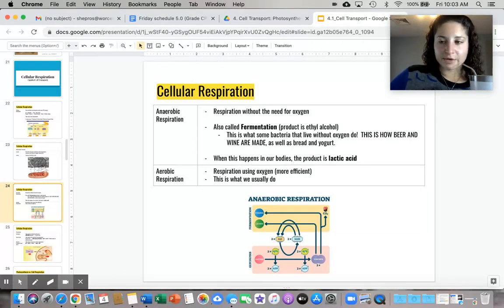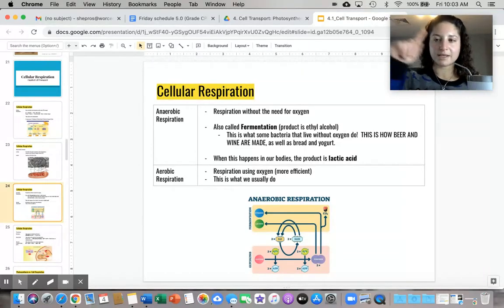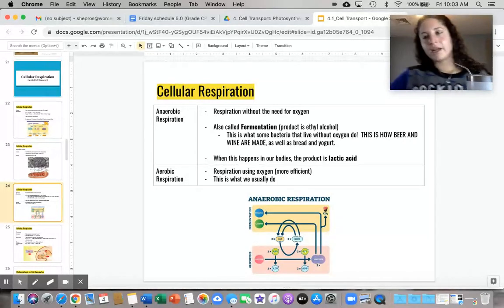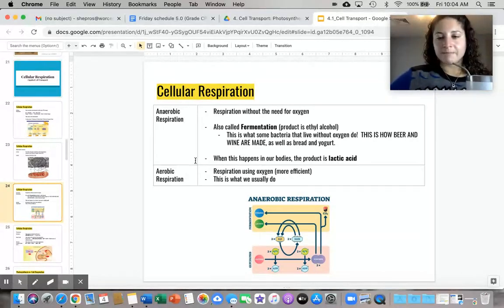Now, aerobic respiration, aero again means oxygen, so we are respiring using oxygen. This is much more efficient. We're able to make much more ATP per a cycle of cell respiration. This is also what we usually do. So currently, sitting wherever you're sitting right now at a desk, on the couch, bed, wherever you're watching this, you are respiring aerobically. And like I said, much more effective, much more efficient. And this is how we live our lives day to day.